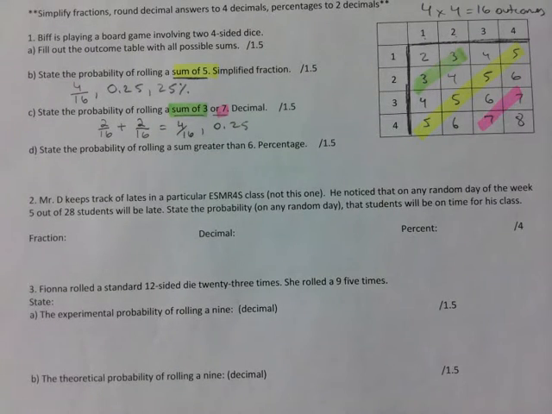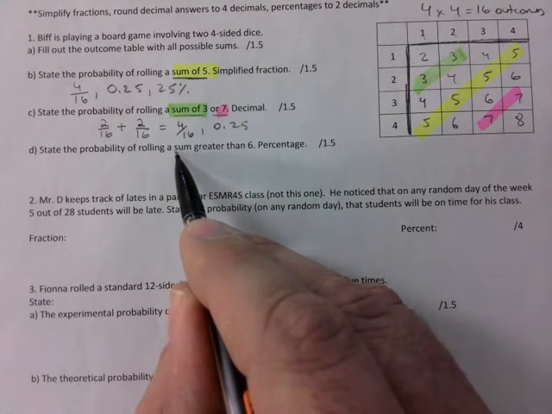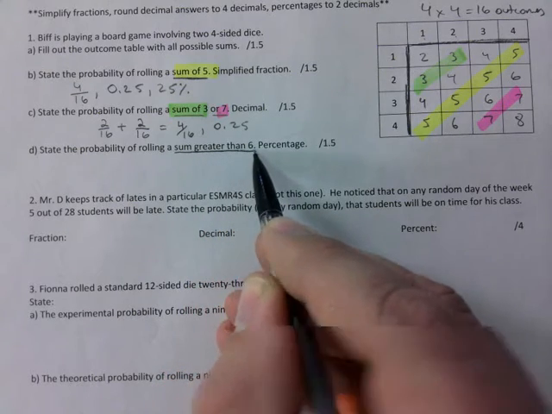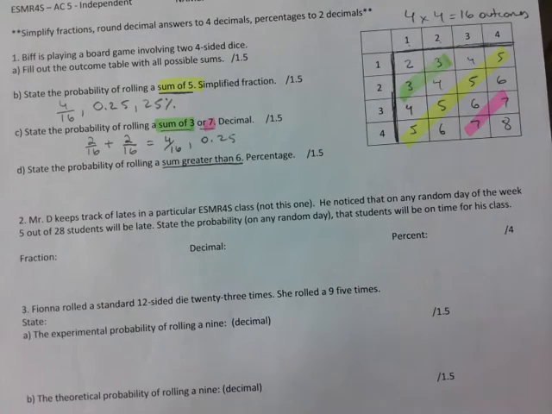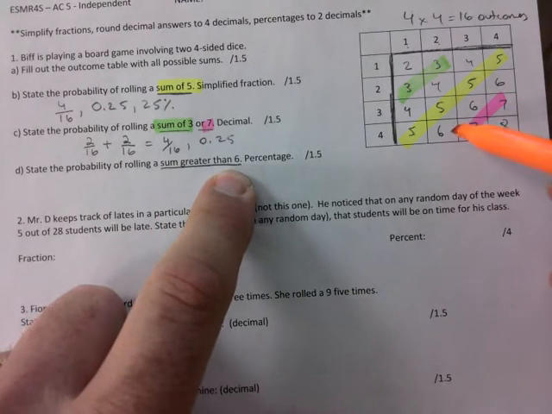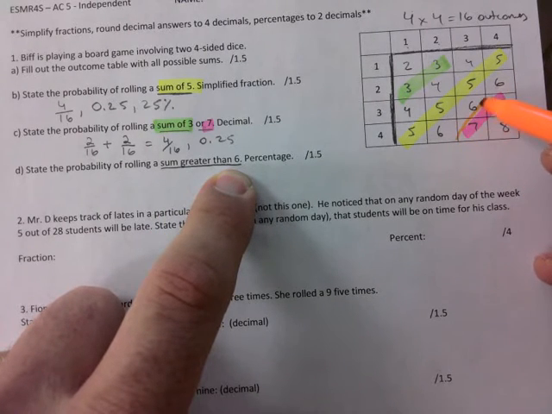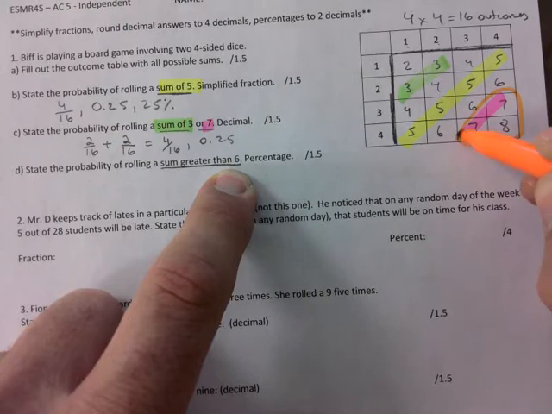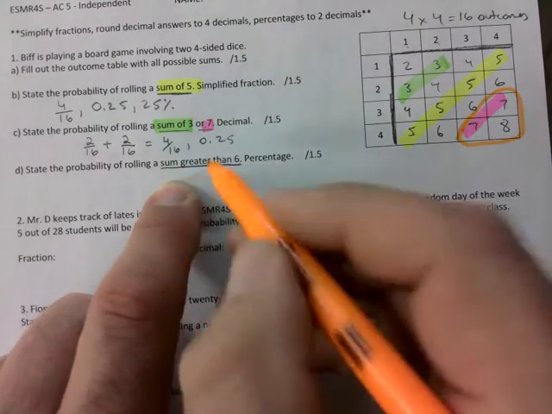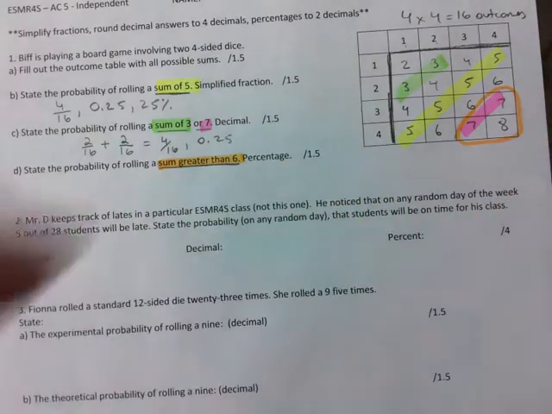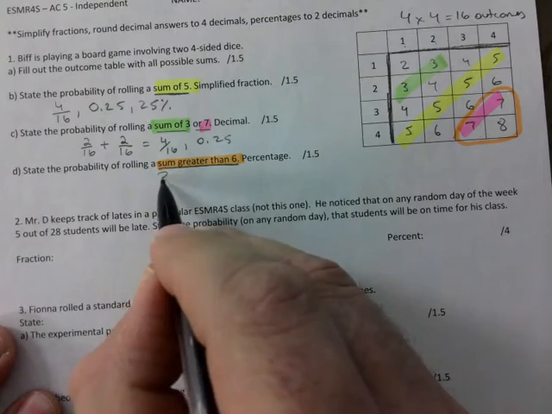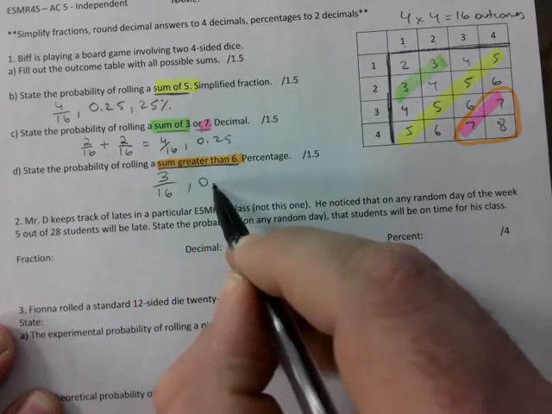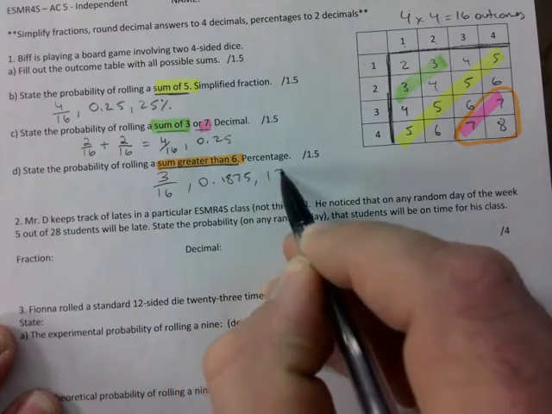State the probability of a sum greater than 6. This one I didn't cover yesterday. Greater than 6 means it has to be bigger than 6, obviously, right? 7 or higher. So I'm going to circle that. This is your 6th line. So these ones here represent all the options that give you a sum greater than 6. So we've got 3 out of 16 there, which is 0.1875, which is 18.75%.